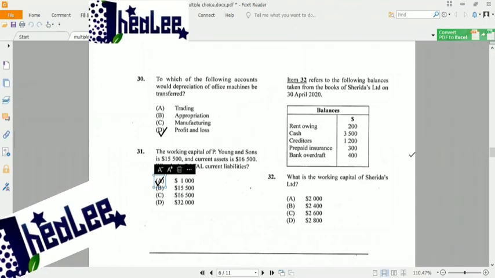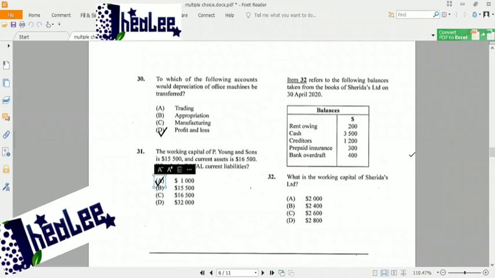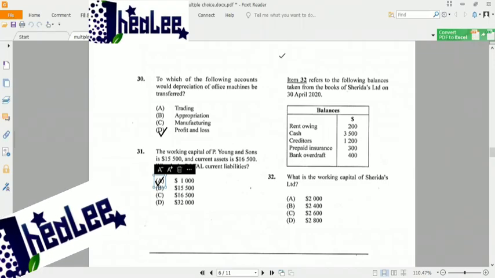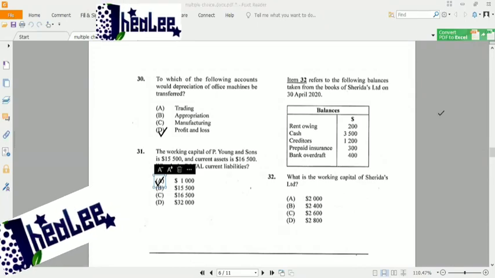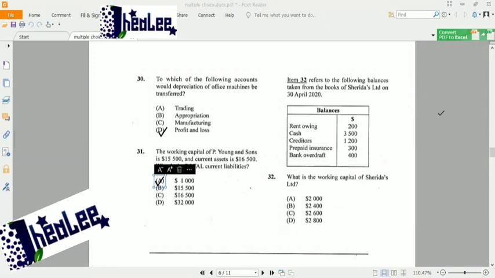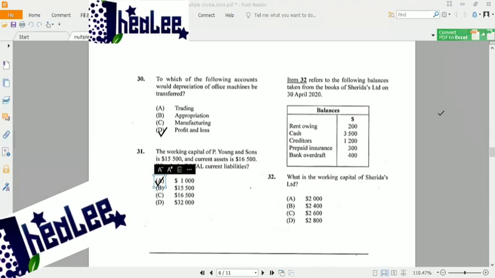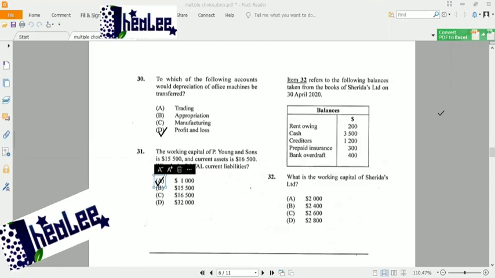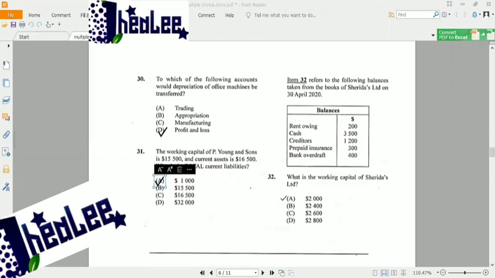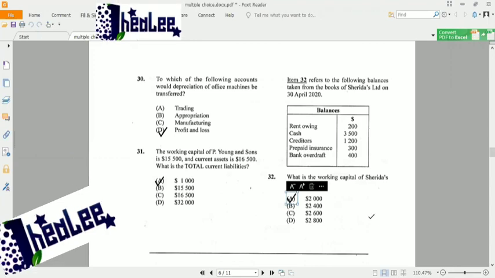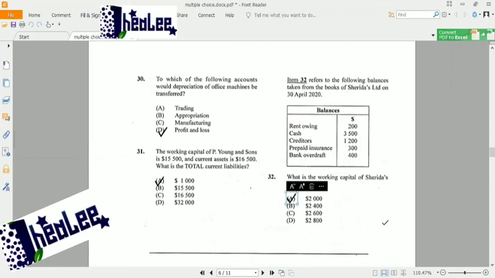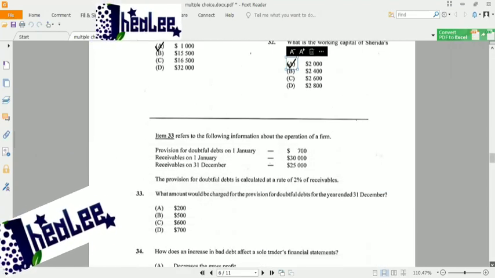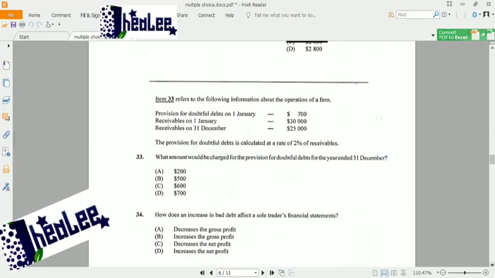And from that, we are going to minus our current liabilities. What are the current liabilities? Rent owing, creditors, and bank overdraft. Good. Creditors and the bank overdraft. And that gives us, what's the working capital? That would be $2,000. Good, 2,000. Lovely. So we're looking at item 33.